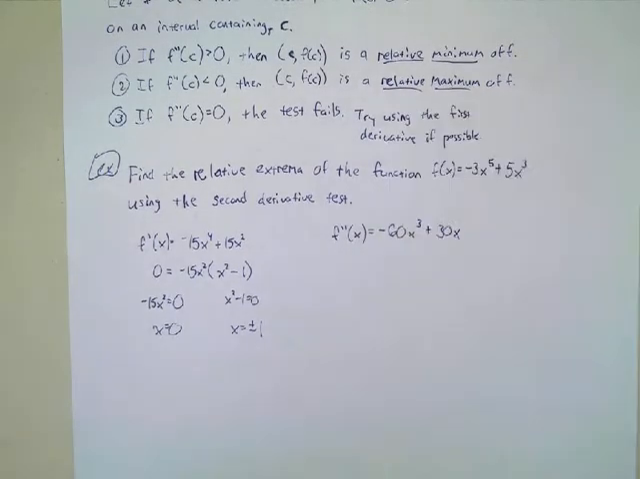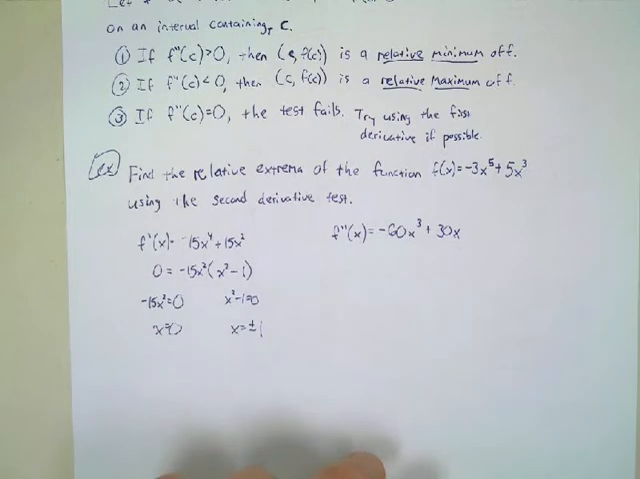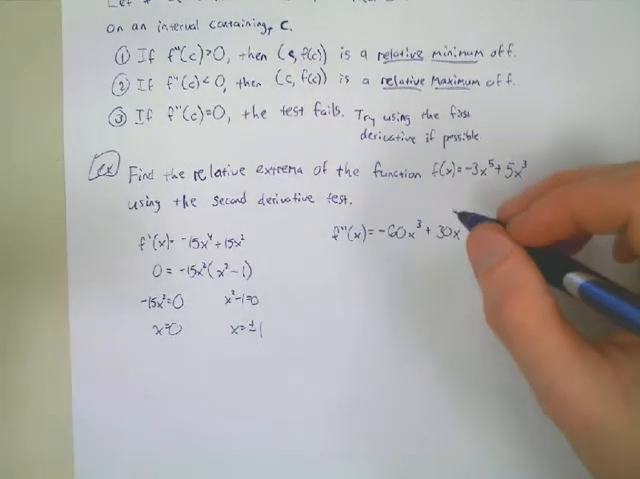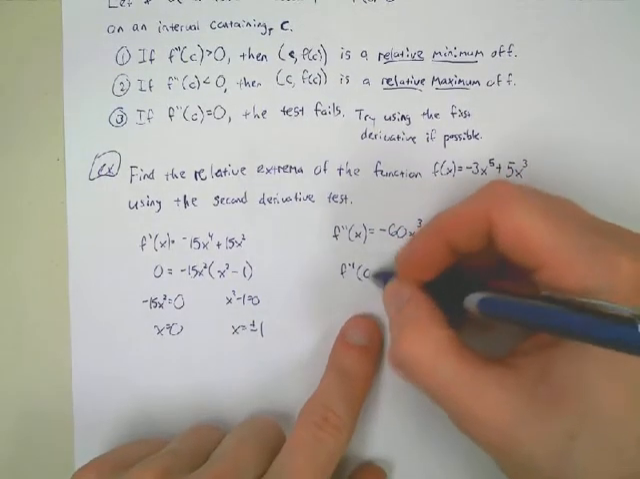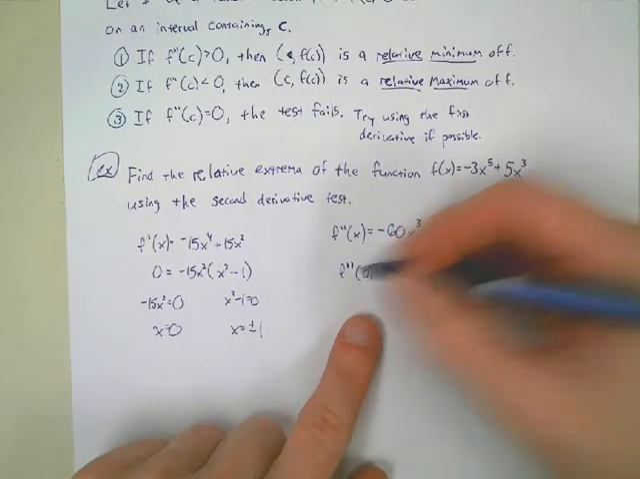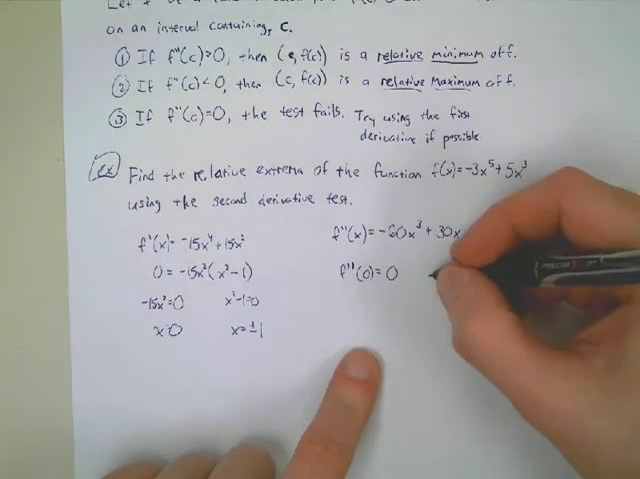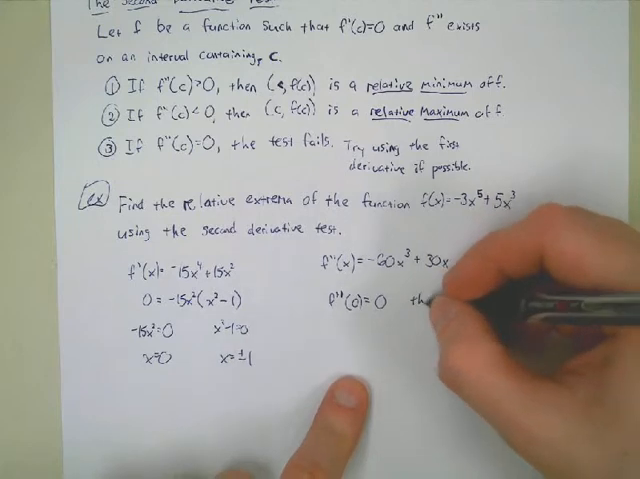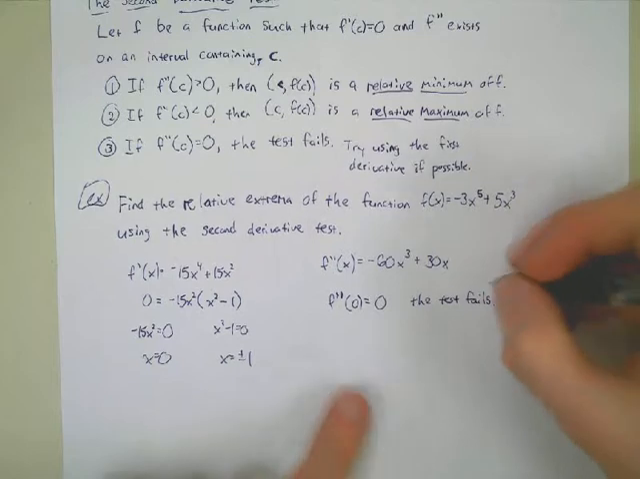Now, if we were using the first derivative test, our next thing would be to do the number line with f prime. We'd put negative 1, 0, and 1 on there, and then look for when the first derivative is positive, negative, and all that stuff. But we're not going to do that. We're going to use the second derivative test. So we go to f double prime. We get negative 60x to the 3rd plus 30x. And now I am not going to set this equal to 0.